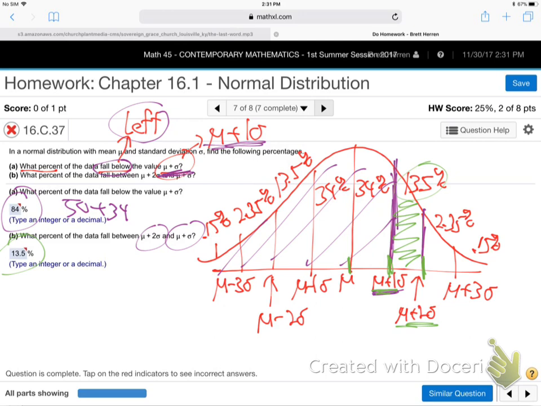Does that make sense? You're starting to speak this language. The problems aren't hard if you understand their language, what they're saying. It's usually a pretty simple question. It's just that their language is a little hard to get used to. Between mu plus 2 sigma and mu plus, really that's 1 sigma. Between 1 and 2 sigma. 1 and 2 jumps to the right of the middle. 13.5% of the data. Good. I move on.